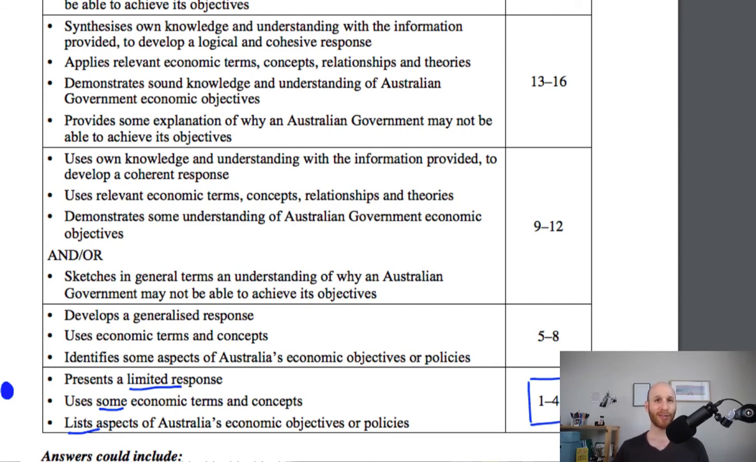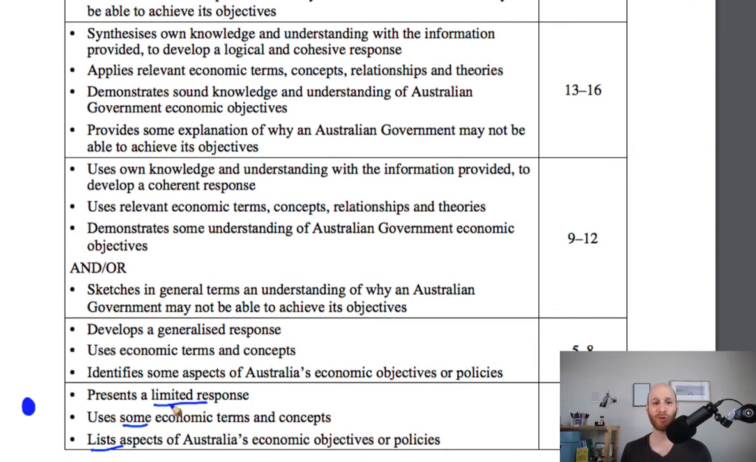But if you start to move up, so you add a little bit more to your essay house, then you can move into that next band. If you move from a limited to a generalized response, if you use some and you start to use more economic terms and concepts, and if you identify some aspects rather than listing, we can start to move up to that next band in terms of the essay mark.